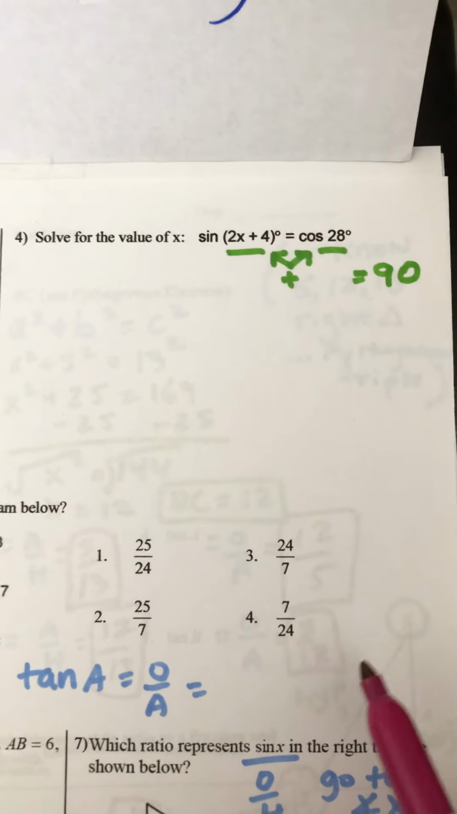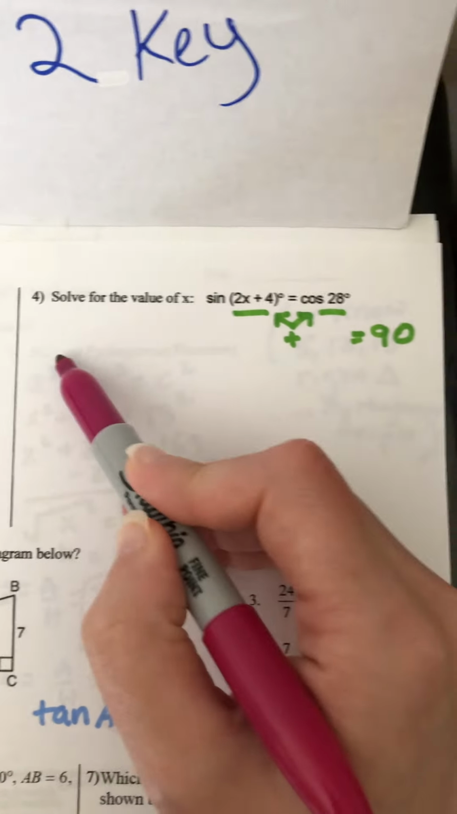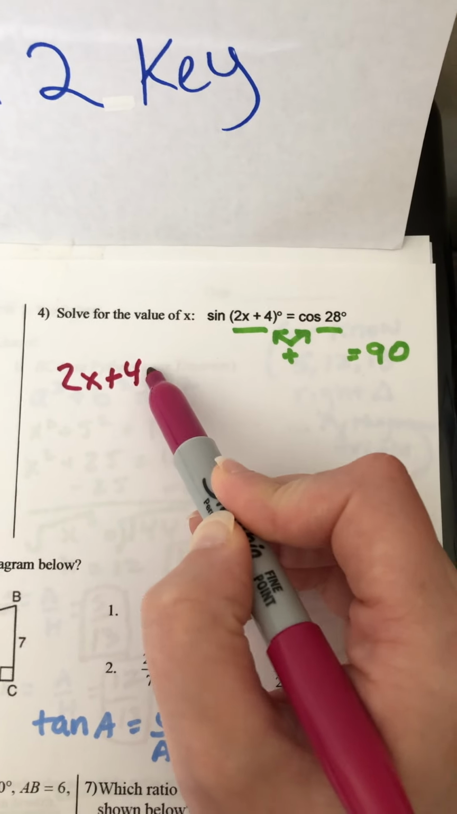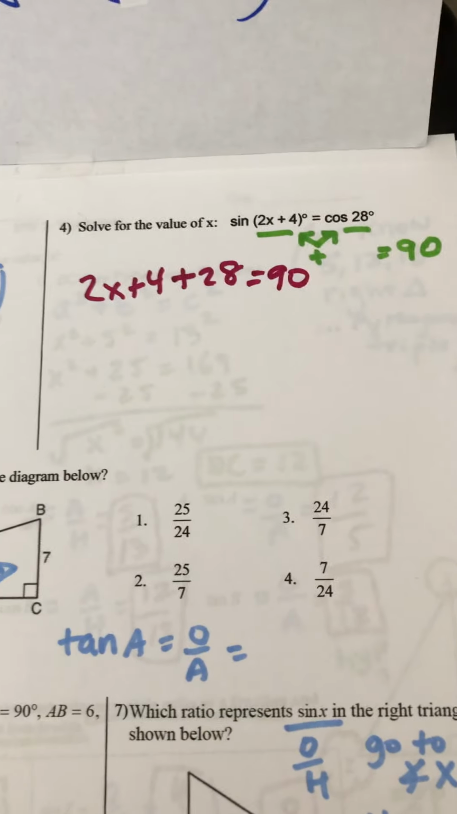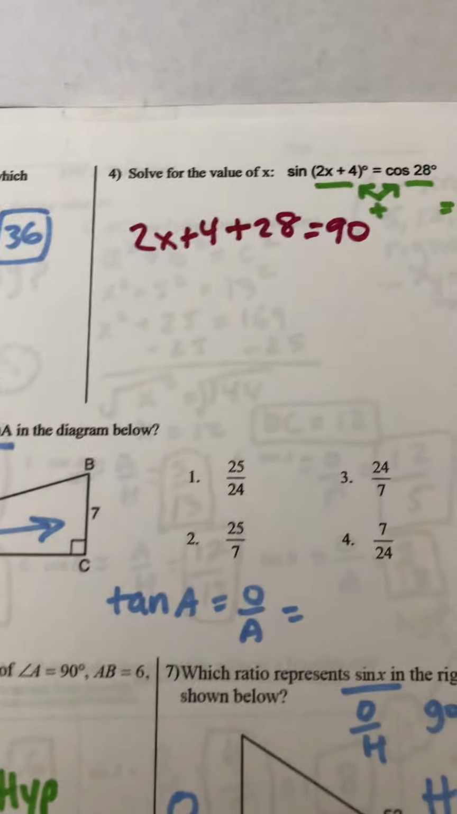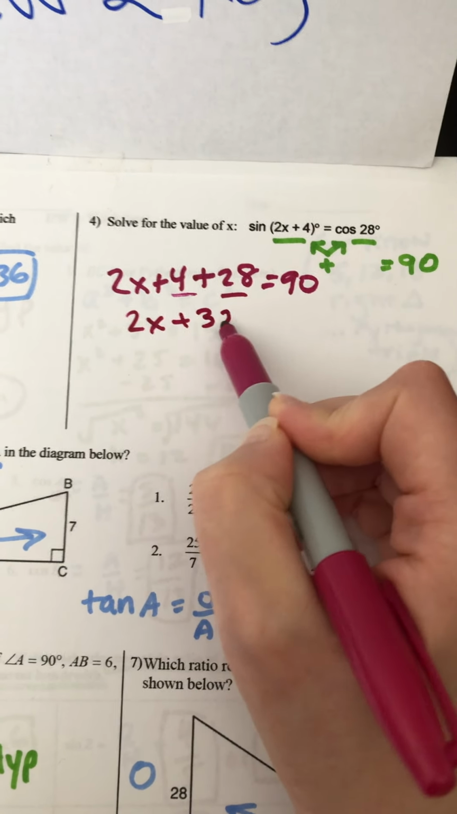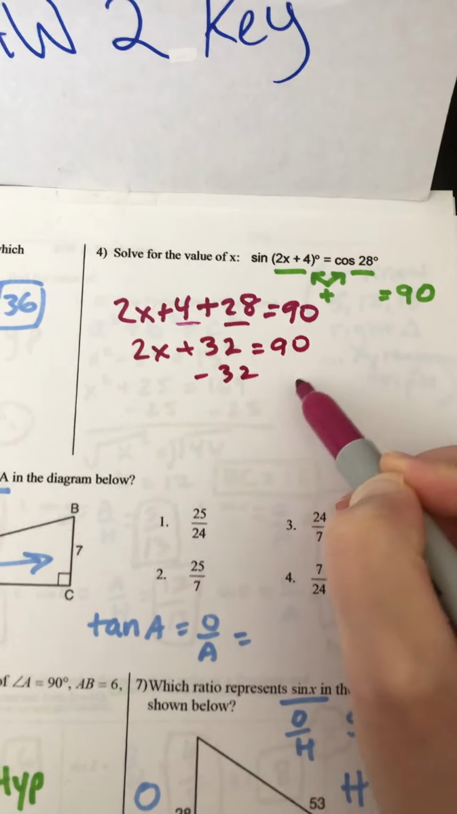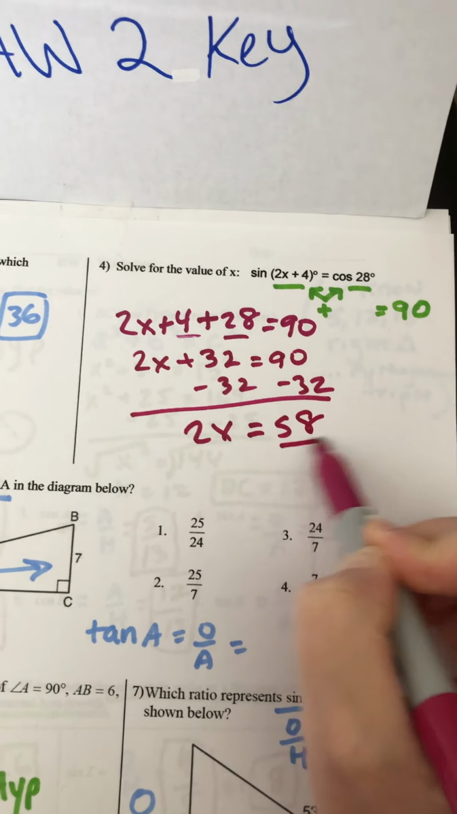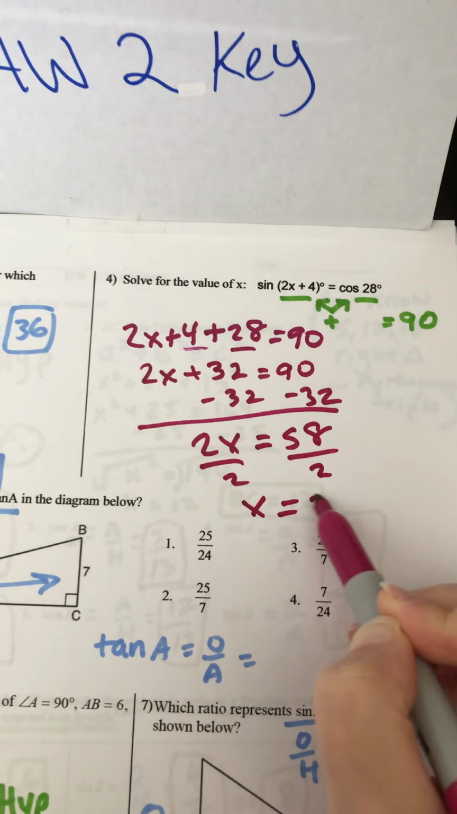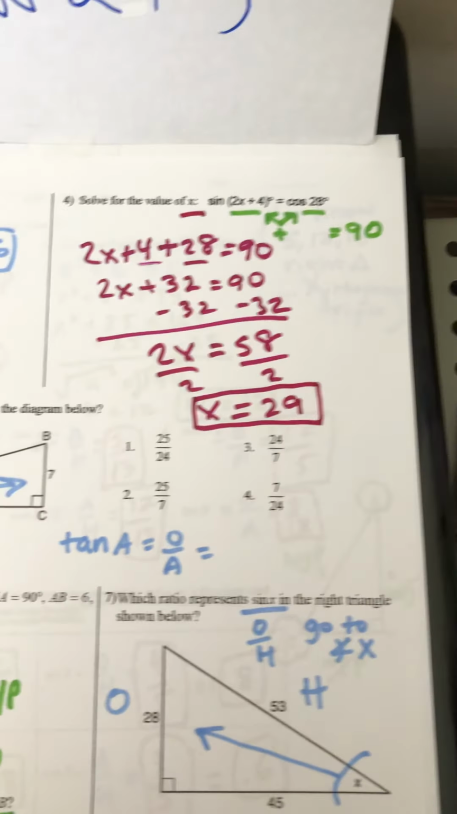Same with number 4, sine and cosine. These particular angles will add together and equal 90. This is my little reminder that I can set up an equation. 2x plus 4 plus the 28 equals 90. We're going to combine our like terms, the 4 and the 28. So we get 2x plus 32 is 90. Subtract the 32 on both sides. You get 2x equals 58. Divide by 2, you get x equals 29. And they wanted the value of x, so we are done with that question.